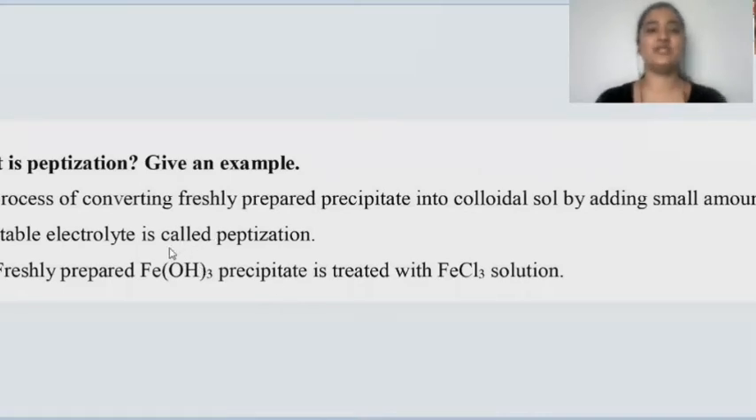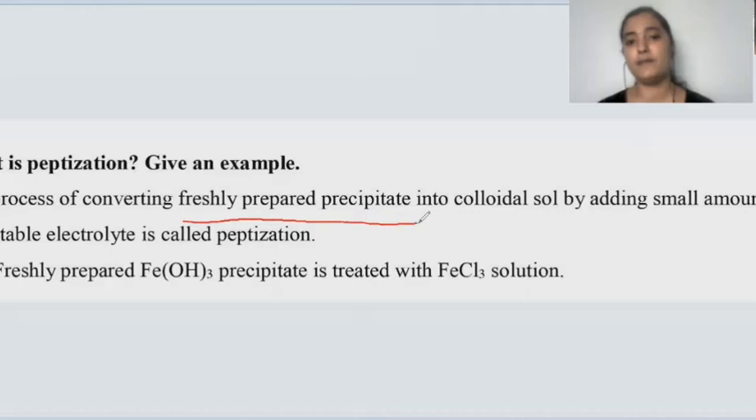The sixth question is regarding what is peptidization. Give an example. When you think of peptidization, it is a method for the preparation of the colloids. A lot of methods are used to prepare colloids. Among those, peptidization is one of the methods for the preparation of colloids. And peptidization is the process of converting the freshly prepared precipitate into colloidal salt.